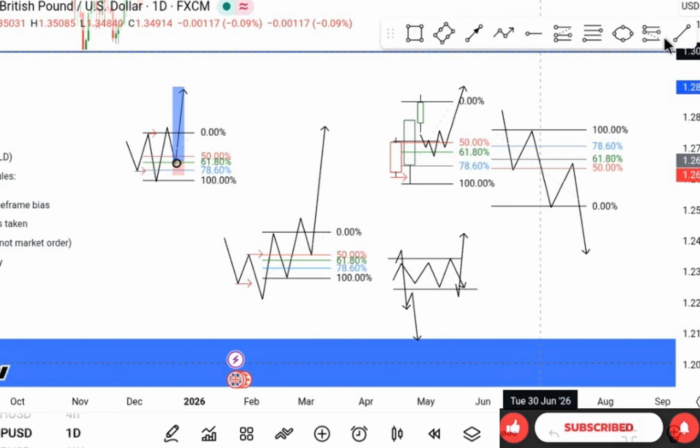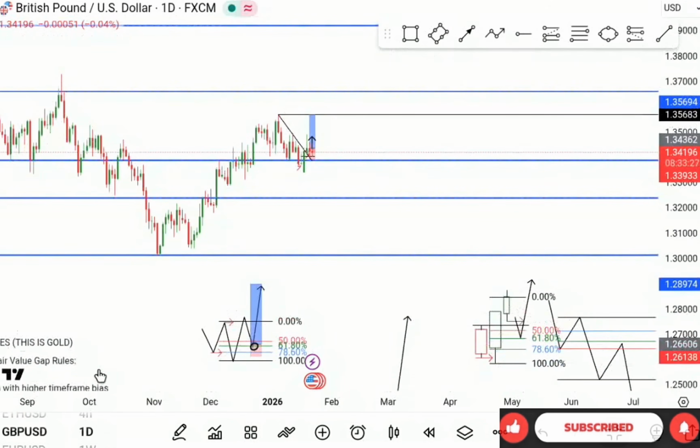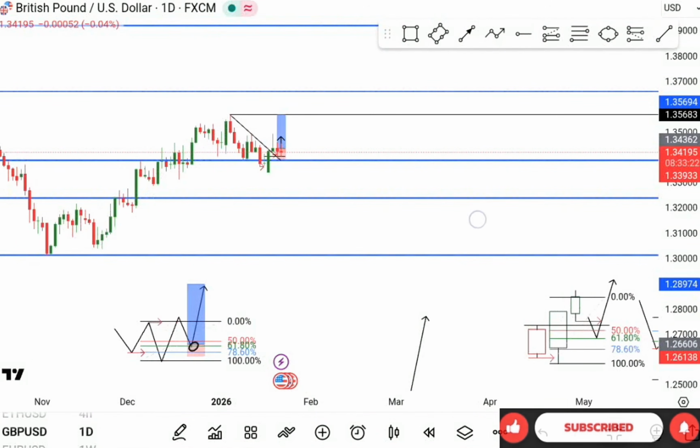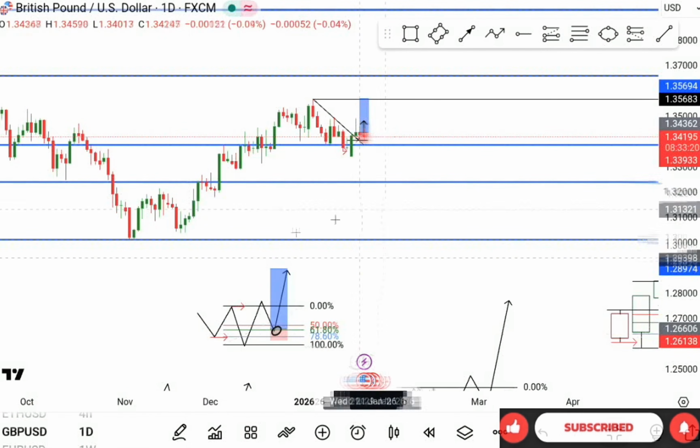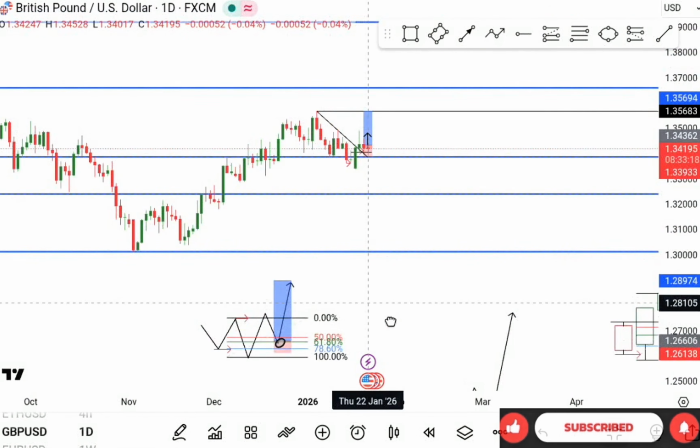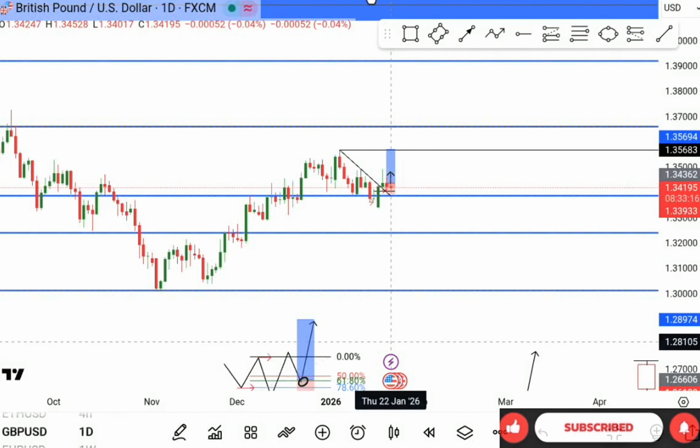Let's just look at a quick tutorial, a quick learning of what we just learned at the lower side.